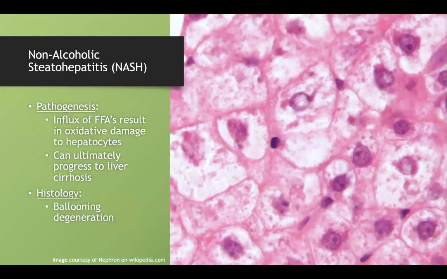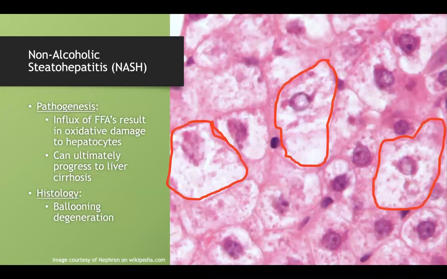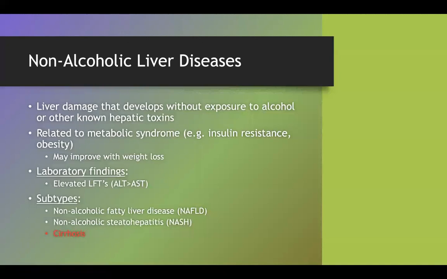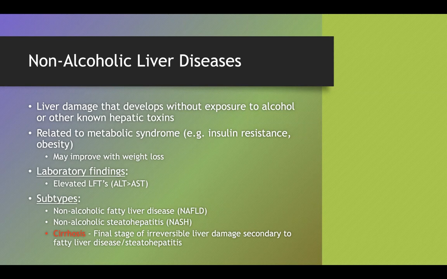And on histology, you're going to see something called ballooning degeneration, which I've highlighted here, and these cells look almost like tissue paper. And then cirrhosis, I don't have a slide for cirrhosis specifically. I just wanted to reiterate that cirrhosis, as with many of these diseases, is more of your final stage because of chronic inflammation and chronic damage to these livers. So in this case, it would be chronic damage from free fatty acid deposition in your liver.